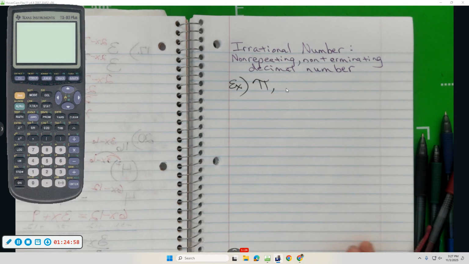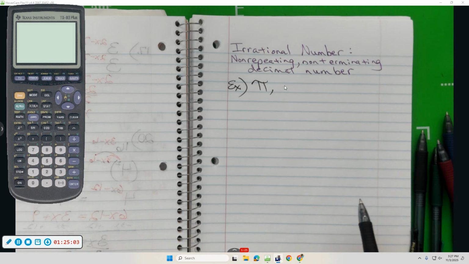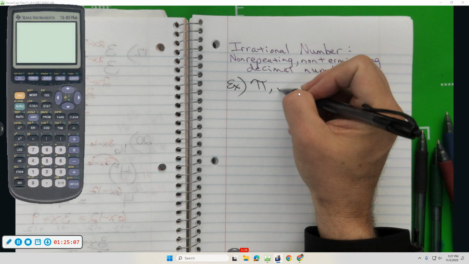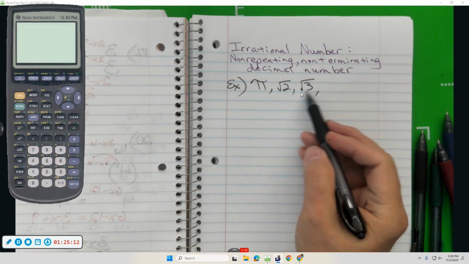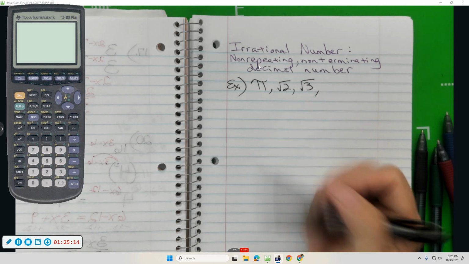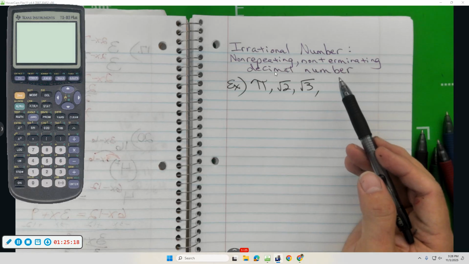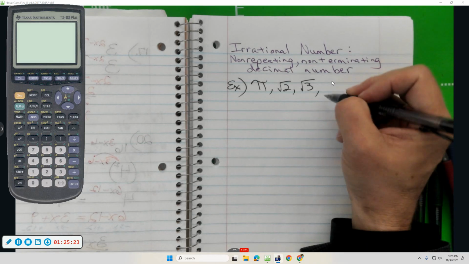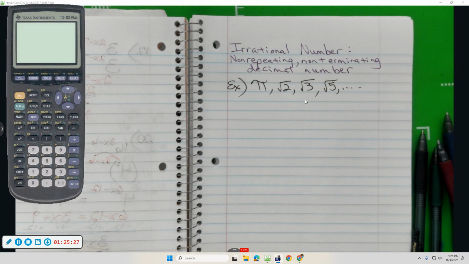But we've been working with irrational numbers since the very first day. Any square root that's not a perfect square is an irrational number. So like the square root of 2, the square root of 3, that's why we have to write them like that, because that's the only way to express their exact value, because the decimals just keep coming and coming forever. The square root of 4, no, that's a perfect square. The square root of 5, any square root that's not a perfect square is an irrational number.